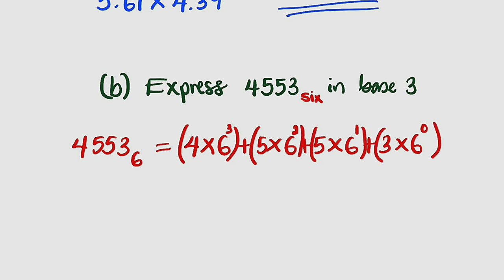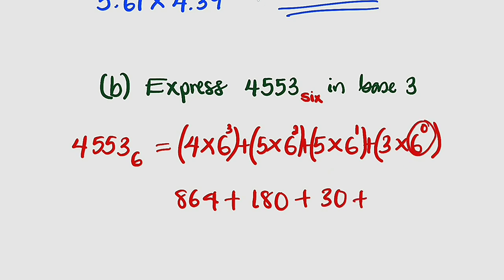All right, let us simplify. You first take 6 to the power of 3, which is the same thing as 6 times 6 times 6. That will give us 216. Then you multiply it by 4, which gives us 864. So this is 864 plus, you move to the next one. We have 6 squared, which is 36. Then you multiply by 5. That will give us 180, plus 6 to the power of 1, which is 6, times 5 is 30. Then plus 6 to the power of 0, which is 1, times 3 is still 3.